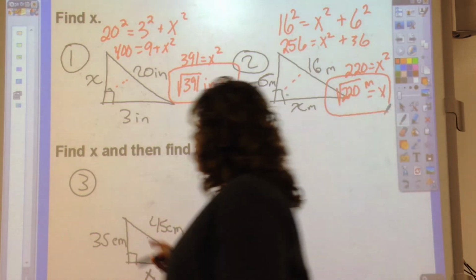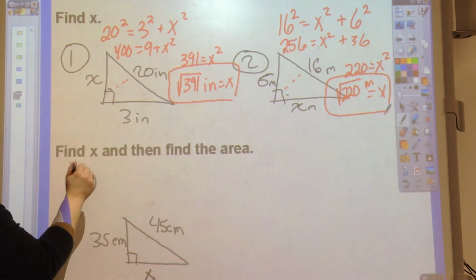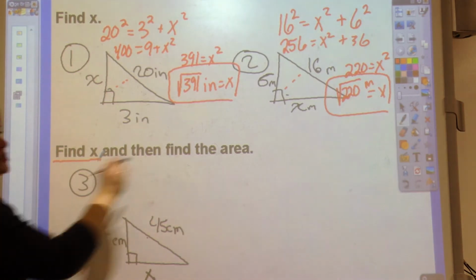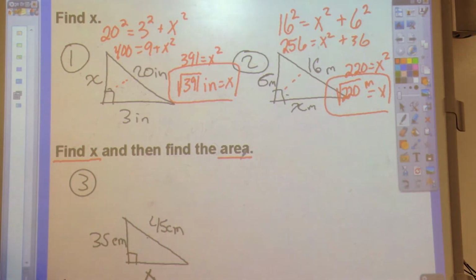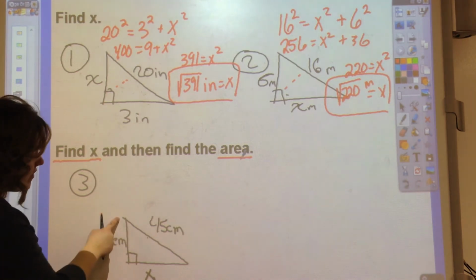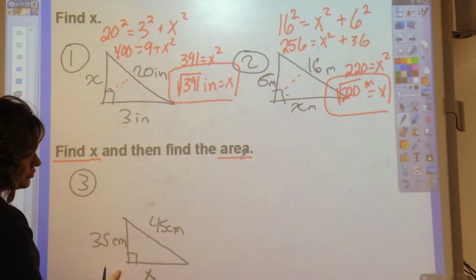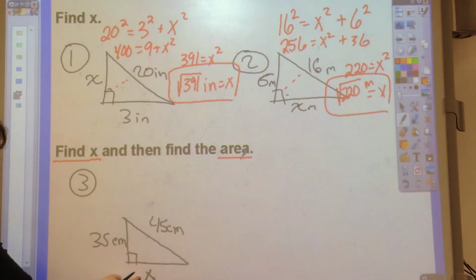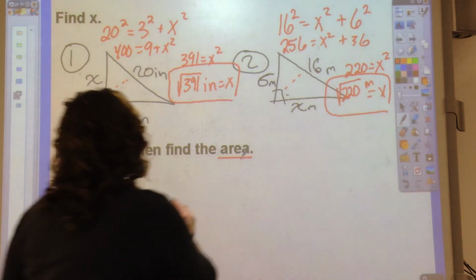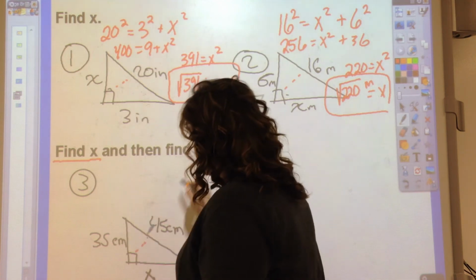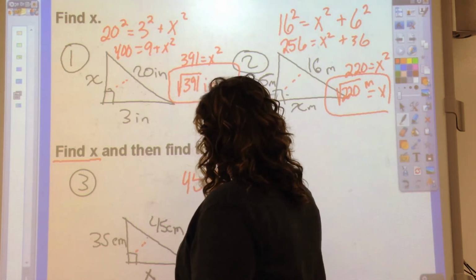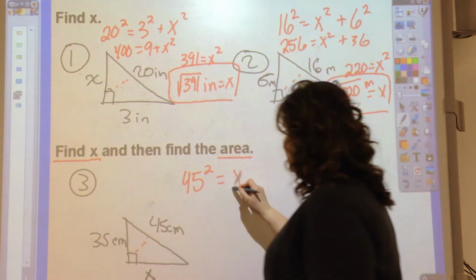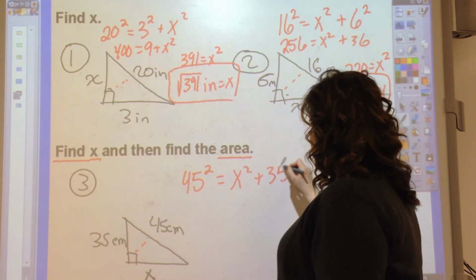All right, now sometimes we're going to use this to find a missing piece so that we can find our area. Hopefully you'll agree from a previous section that your area is going to be your altitude times 1/2 times your base. And so here we don't know what our base value is, but we could find it. The value of C is 45. The value of A is X. And the value of B is 35.